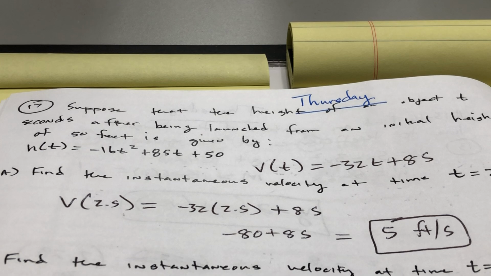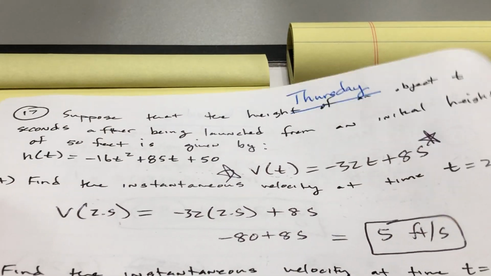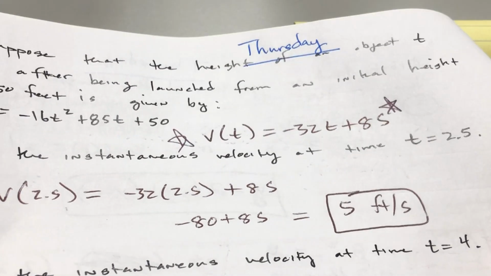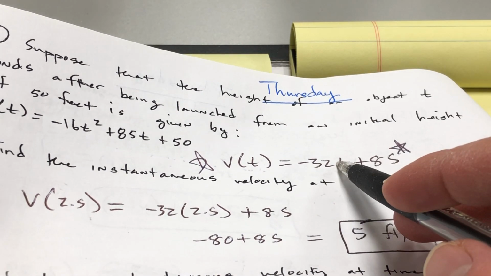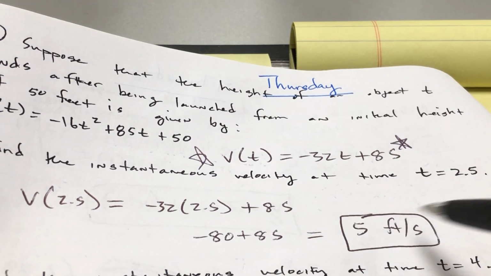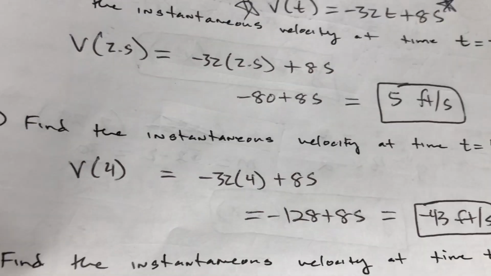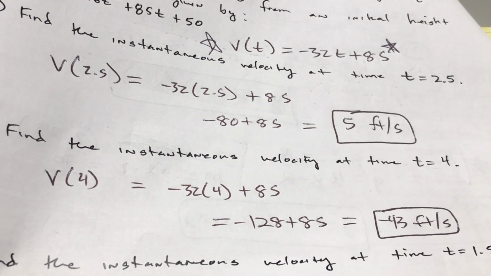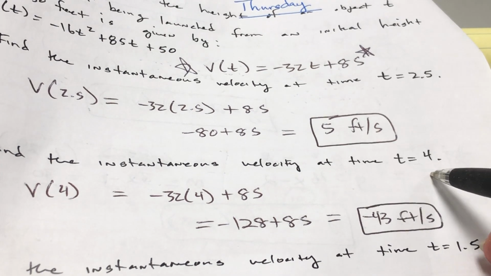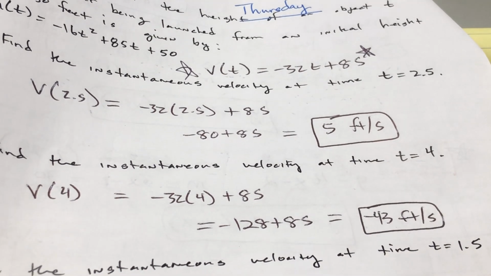That is the equation I'm going to use here, my general derivative, velocity. So find the instantaneous velocity at time equals 2.5. I plug 2.5 in for t. My instantaneous velocity is 5 feet per second. It is almost at the very top, its highest point. Find the instantaneous velocity at time t equals 4. Plug 4 in for t right there, and it is heading down.